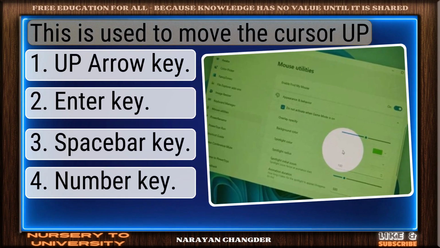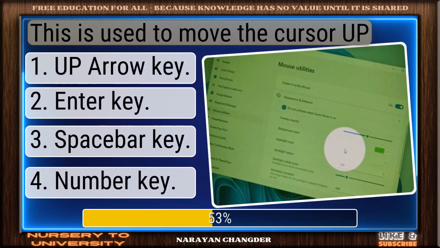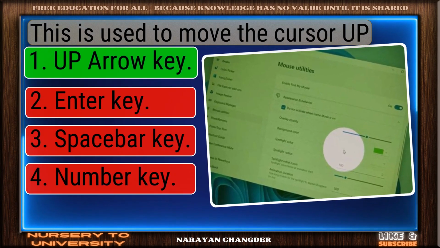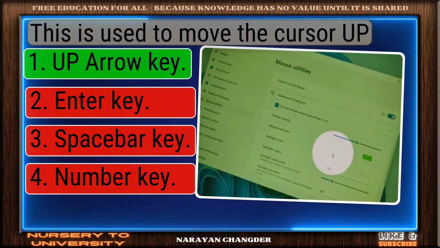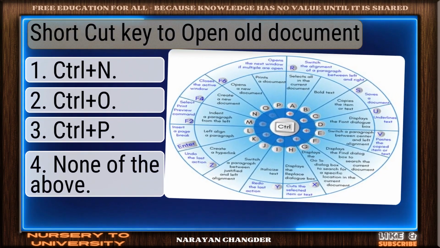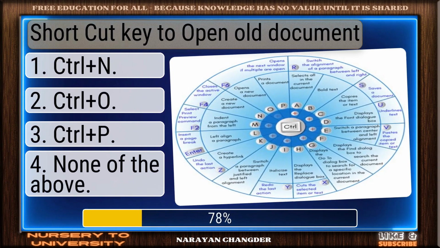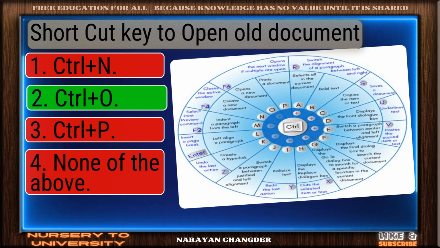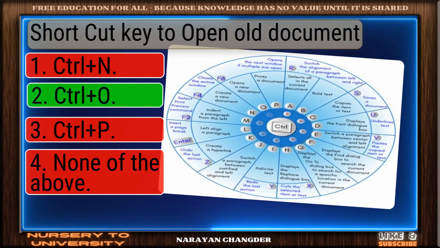This is used to move the cursor up. Right again. Up arrow key is a valid answer. Shortcut key to open old document. Smart pick. Ctrl plus O is the correct choice.